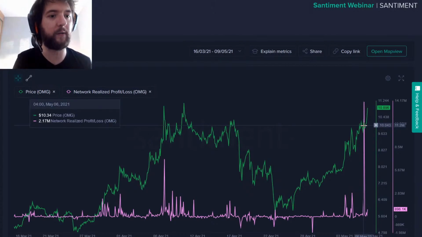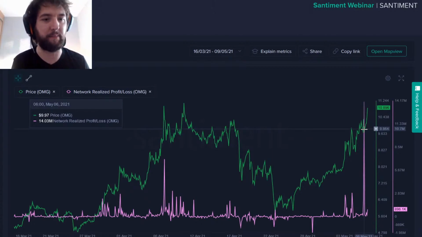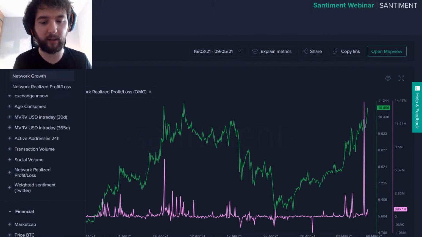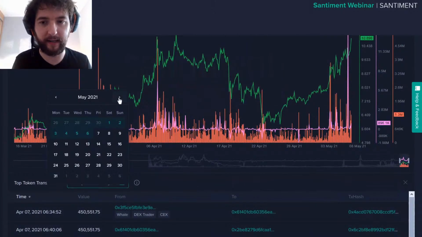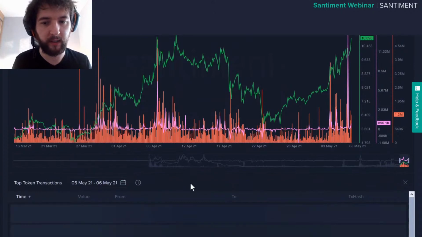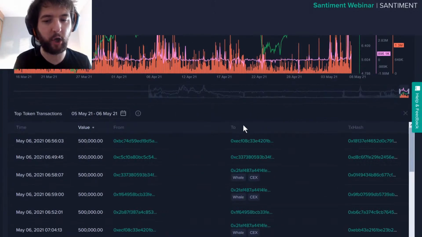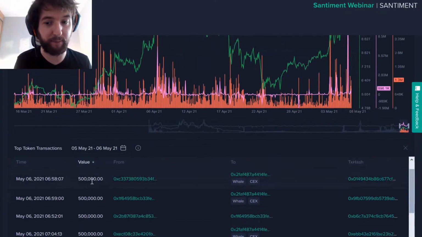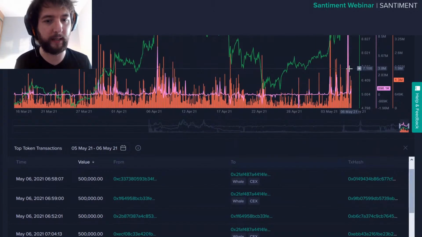In order to figure out whether there is a connection between this spike and additional sell side pressure, you can look at the top transactions for this particular point in time. We're not going to get into it now, but essentially you can say, okay, on the 6th of May, I want to look at all of the big transactions that happened on the 6th of May for OMG. And then you can figure out what are the biggest culprits for this spike in network profit loss. It's probably these few transactions that occurred in a span of a couple of minutes, and you can figure out whether they are indeed pointing to an increase in sell side pressure.